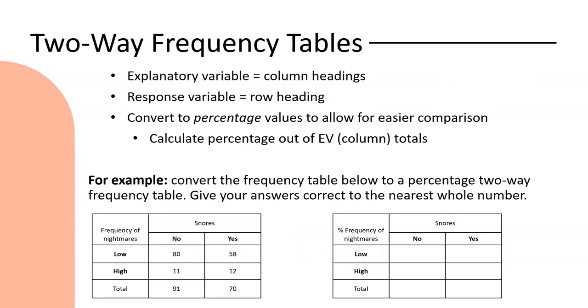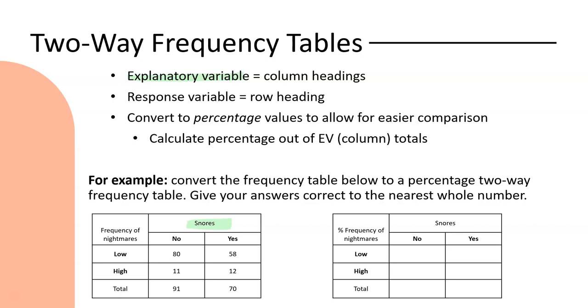When we're considering our two-way frequency tables, some things to note. Our explanatory variable will always be our headings for our columns. So in this example, we are investigating any association between whether someone snores, yes or no, and the frequency of nightmares, whether that would be considered a high frequency or a low frequency.